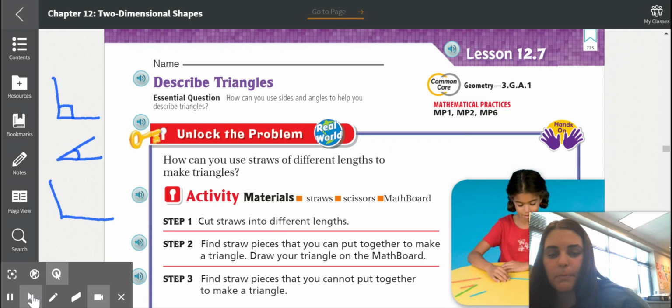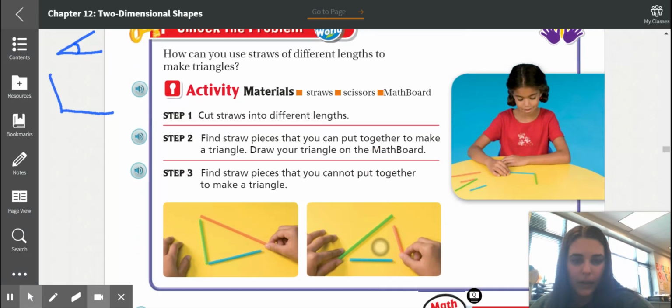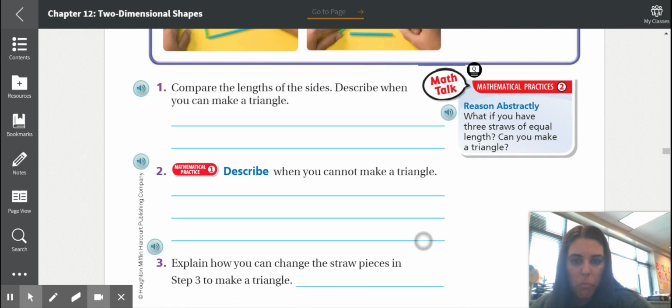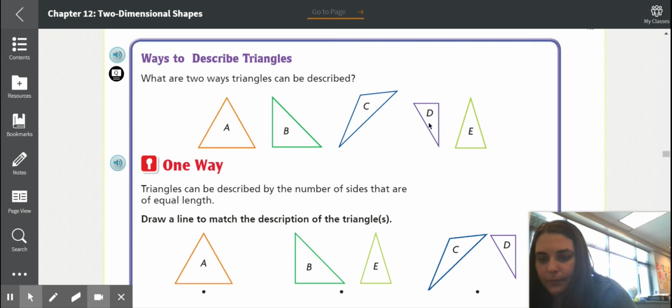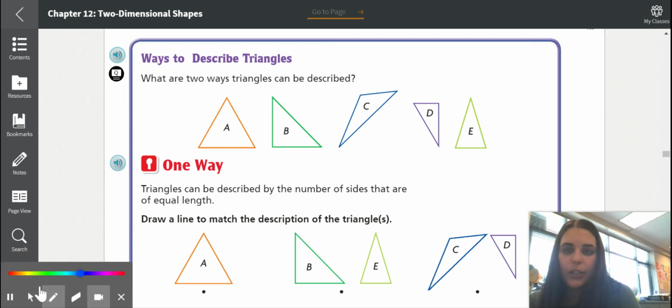We are going to skip this part here with the straws, since not everyone has them. I want you to turn the page and we're going to start on page 736. So it says ways to describe triangles. What are two ways triangles can be described?